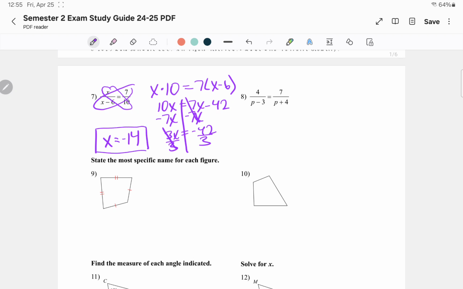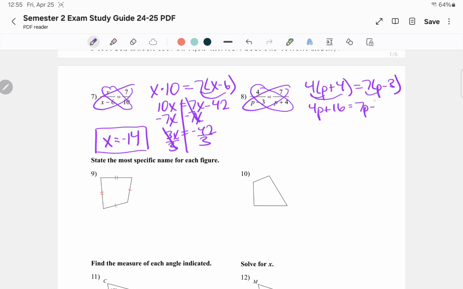All right, and then our last butterfly of the exam is going to be, start with 4 times p plus 4. That's equal to 7 times p minus 3. Notice I put them in parentheses because I'm multiplying by the whole expression, and then I can distribute. I didn't show it over here, but let's distribute. So 4 times p is 4p, plus 4 times 4 is 16. 7 times p is 7p, minus 7 times 3 is 21.